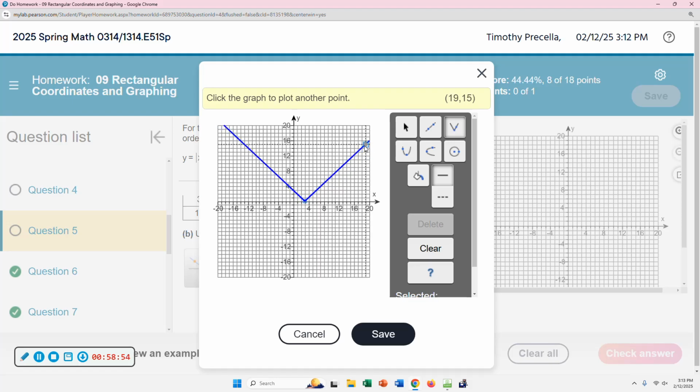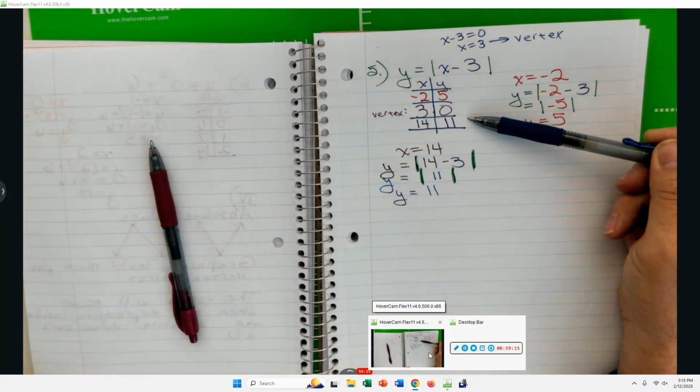Every one of these is symmetric. The right-hand side is the mirror image of the left-hand side. So it's taking advantage of the symmetry. Notice we only have to plot one other point. Look at the instructions. Click the graph to plot another point. We found 2 other points, -2, 5 and 14, 11. But we only need one other point.